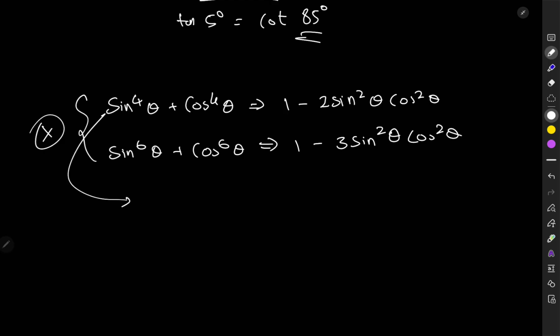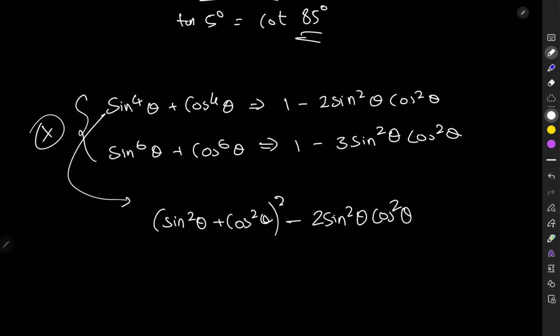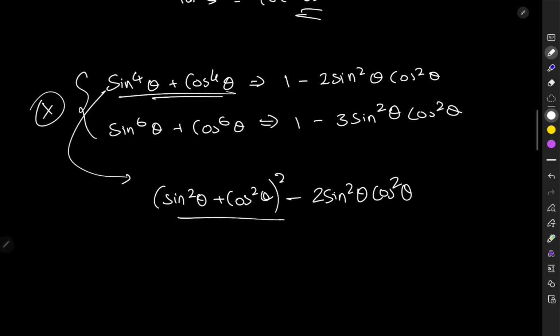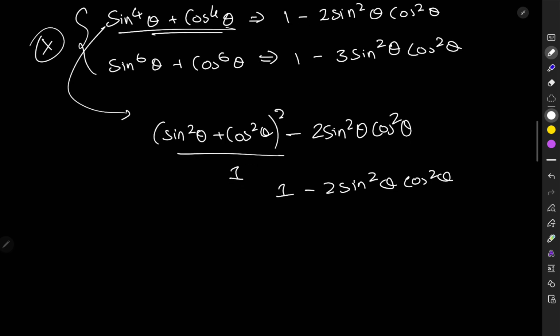I can derive one of the formulas for you. So basically sine square theta plus cos square theta whole square minus 2 sine square theta cos square theta will give me this formula, right? So this will become 1 minus 2 sine square theta cos square theta. I hope you understand. So just by clearing this itself, you can actually answer a lot of questions. Let us practice some of the questions now.